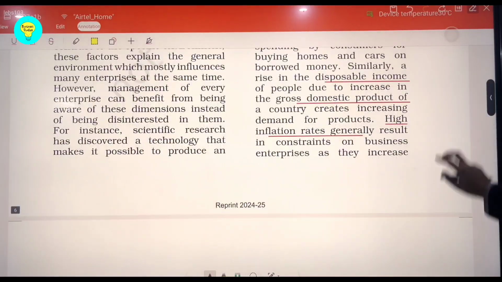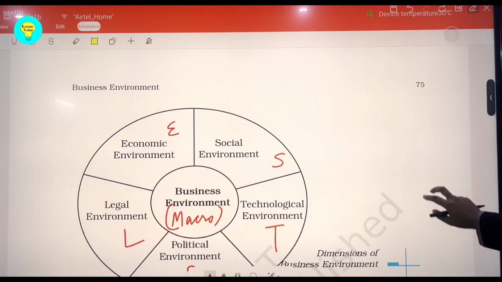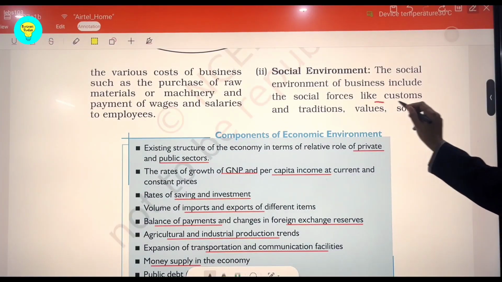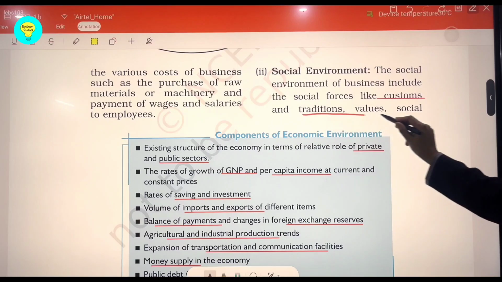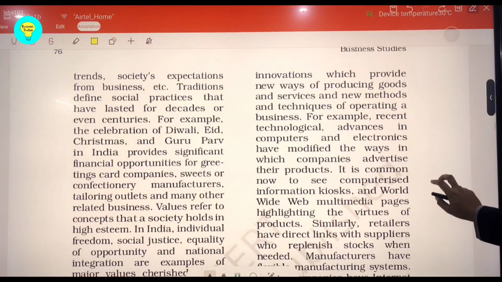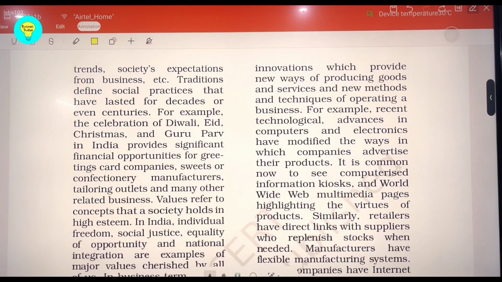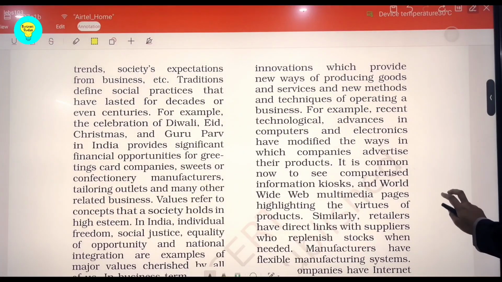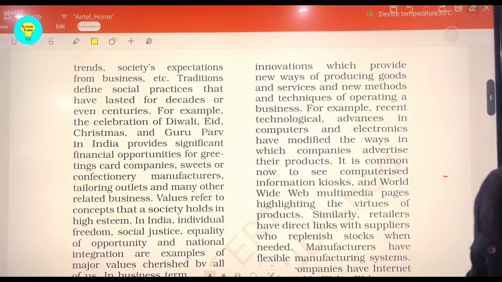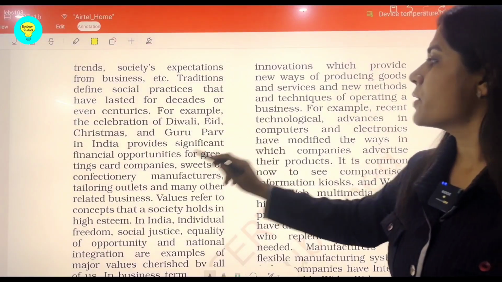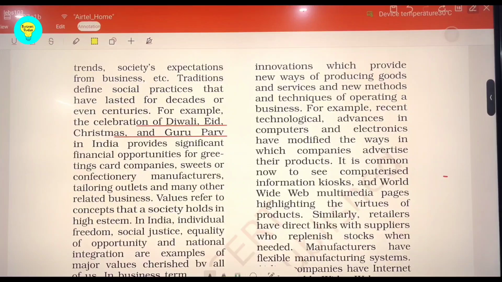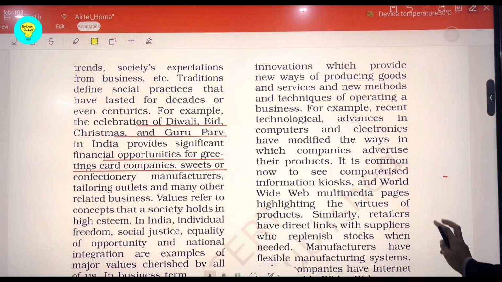Now if we see the third dimension, it is about the social aspect. The social aspect is basically relating to the population, the customs and traditions and values and societal norms by which the people are governed, and they have an impact on the working of the business. A very well-known example from the book is the celebration of festivals, different festivals which provide significant opportunities for businesses and companies to manufacture according to the demands.